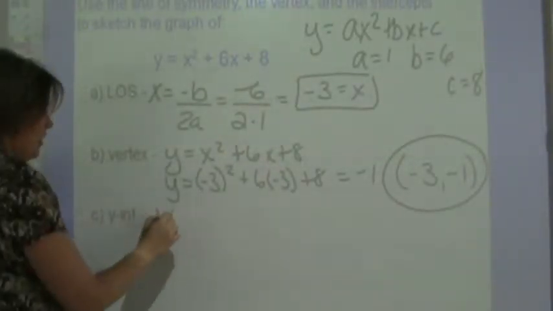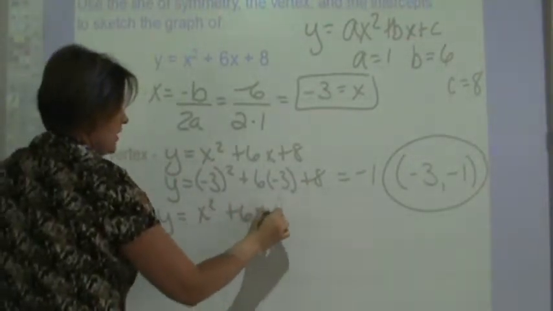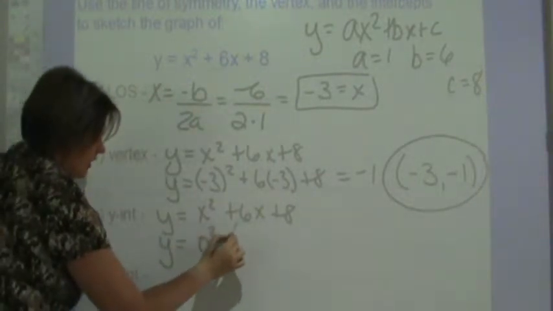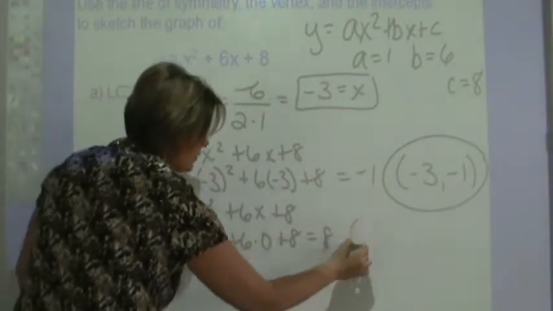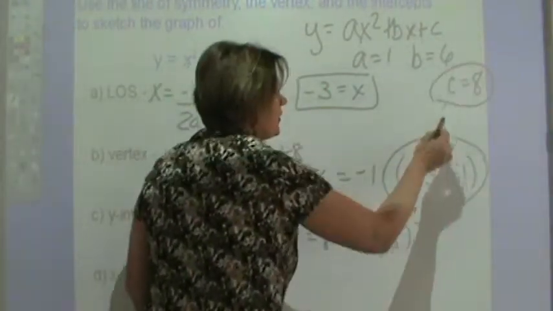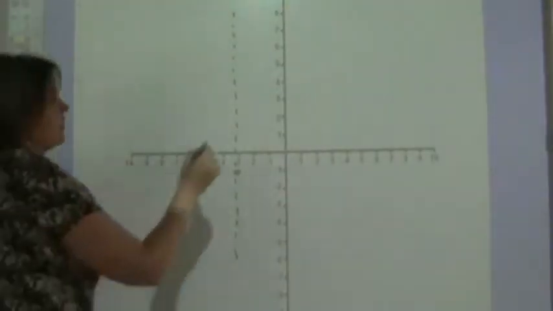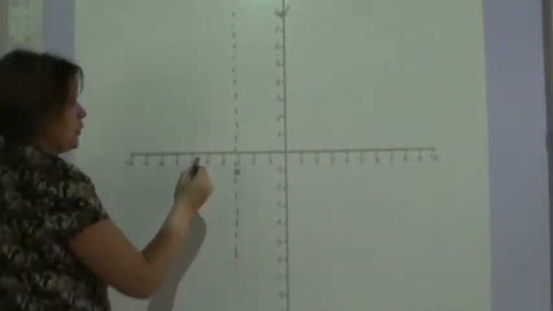We can do the long way or the short way. The long way is to take the original equation, put 0 in where x is, and get 8, so 0, 8. The short way, remember, is just to look at whatever your c is. So 0, 8 is our vertex. Sorry, it's our y-intercept.